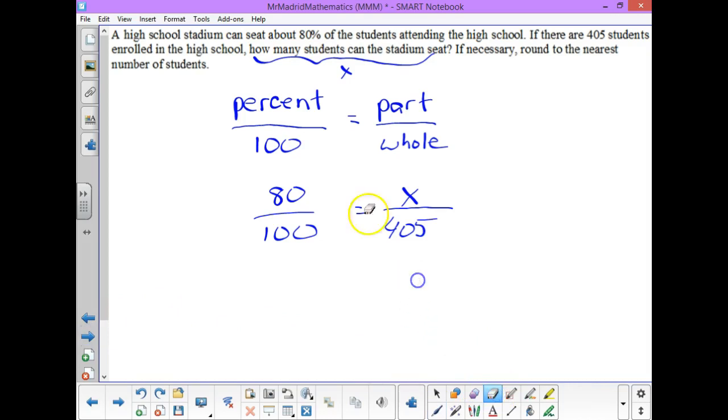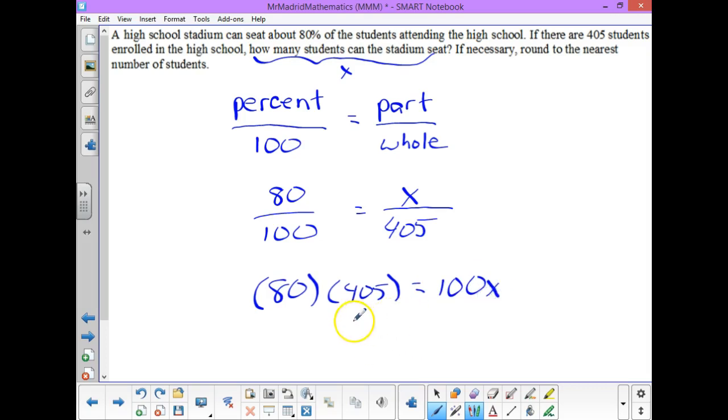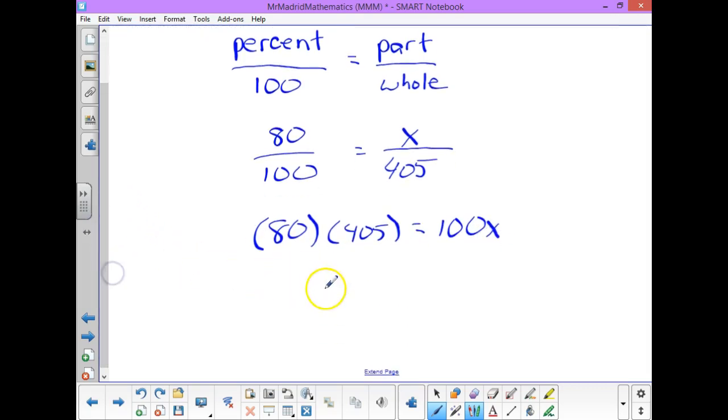Right. So you do want to cross multiply it this way. So I've got 80, 405, and I've got 100x. I can go ahead now and do the multiplication. Let's see, give me a second here. It's really just 8, add a 0 at the end. Alright, so let's put the 0 there. So we get 40, and then 320.